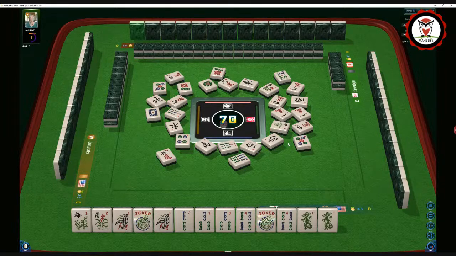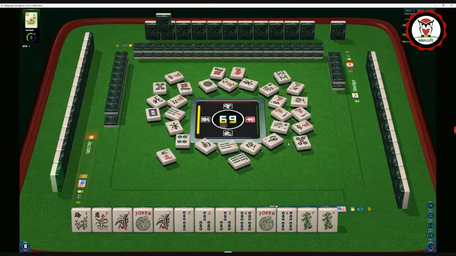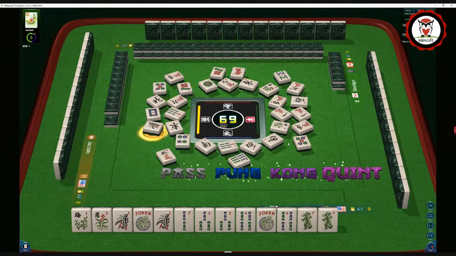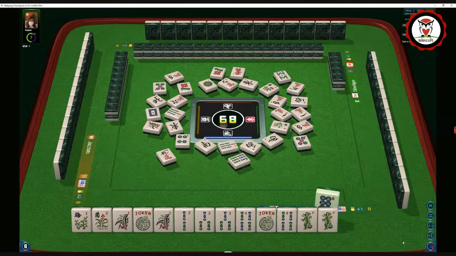5 characters. Now, we have a bit of a challenge because Red dragon. there are no 2s out, no 3s out. 1 bamboo. There's a white dragon out. We threw it. We're concealed. 8 dots.